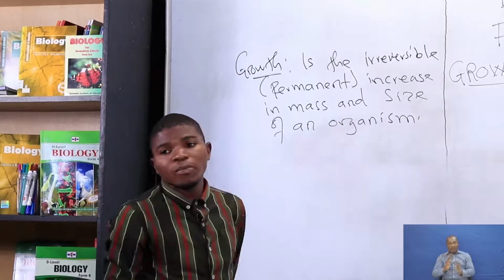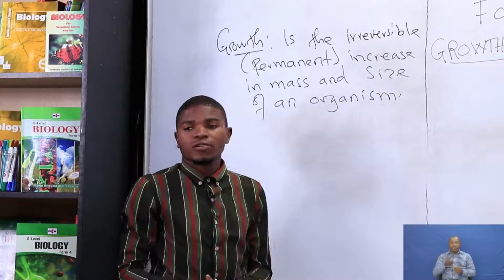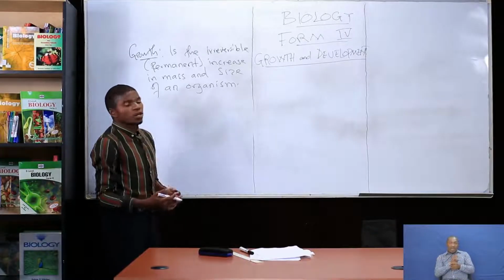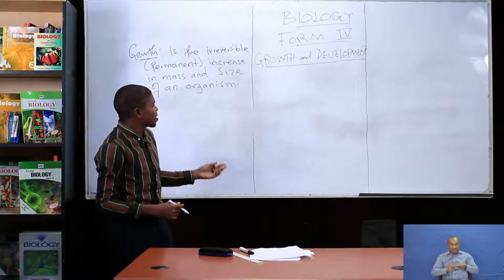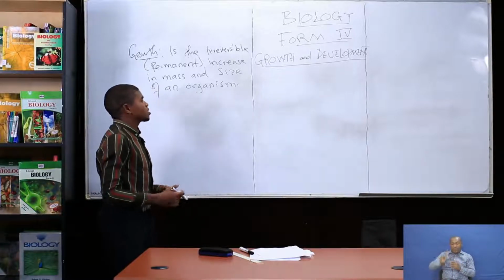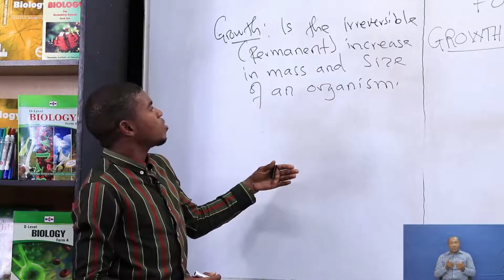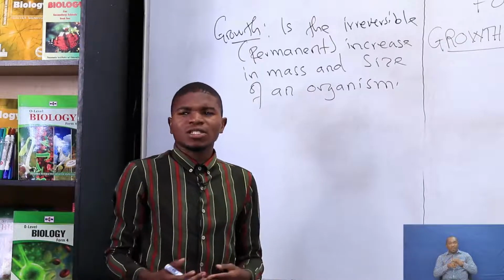I think everybody remembers this is one of the characteristics of living organisms. We discussed them since Form 1. One of the characteristics of living organisms is growth, including others like reproduction, nutrition, and so many. But growth, we say, is an irreversible or permanent increase in mass and size of an organism.